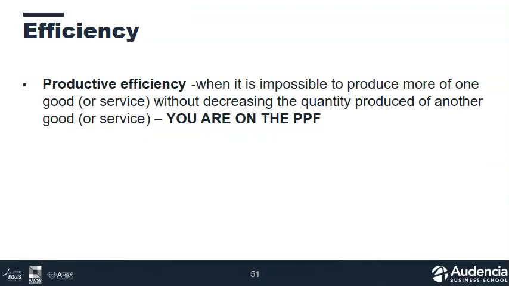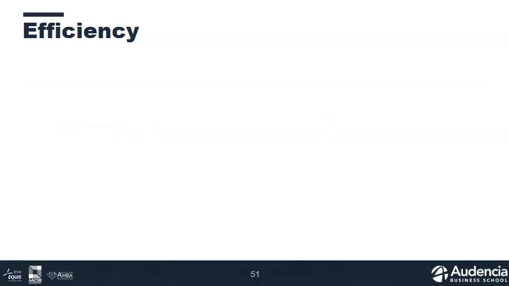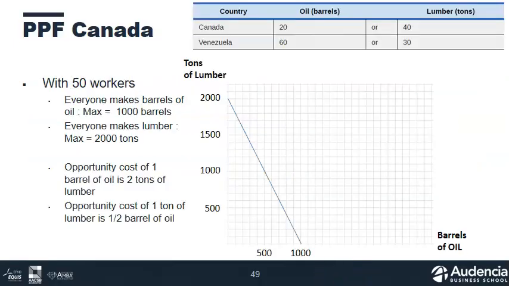Now, efficiency says that I'm at productive efficiency if I'm on this frontier. If I'm producing on the frontier, I'm at a level of efficiency that's optimal. I can't do better than that. Let me give you an example. Productive efficiency says that to produce more of one item, you have to give up something. Well, if I'm at this point right here, can I produce more oil without giving up lumber?